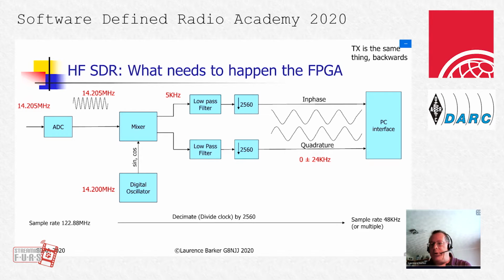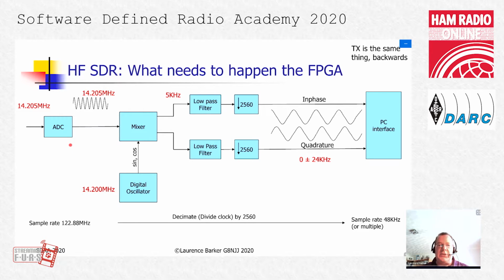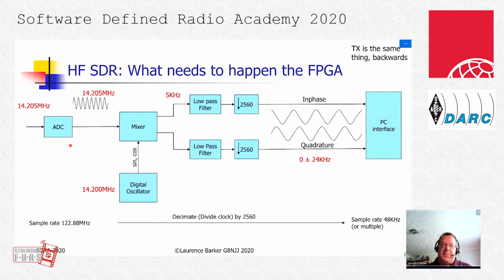So what needs to happen in that FPGA? We start off at the left-hand side with an A to D converter that's going to take samples of the input signal at quite a high rate. 122.88 megahertz is common. Let's just imagine we're looking at the 20 meter band and we're interested in an SSB signal at 14.205 megahertz.